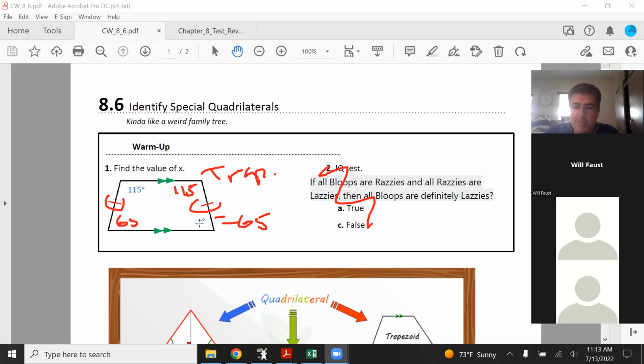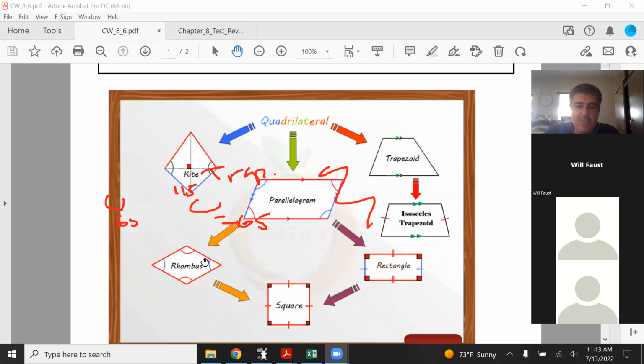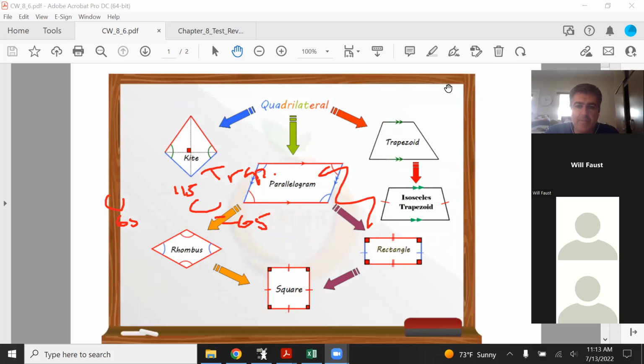So number one, warm up. Hopefully that makes sense. So here's a hierarchy. Quadrilateral is kind of like, you know, the base, right?